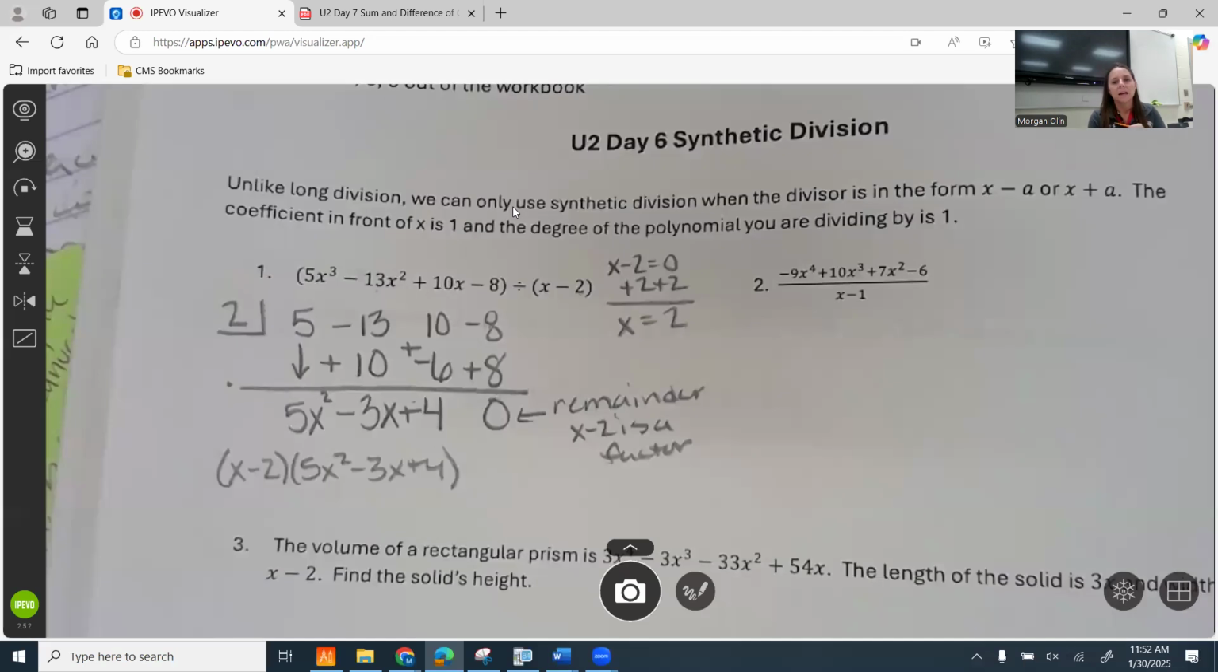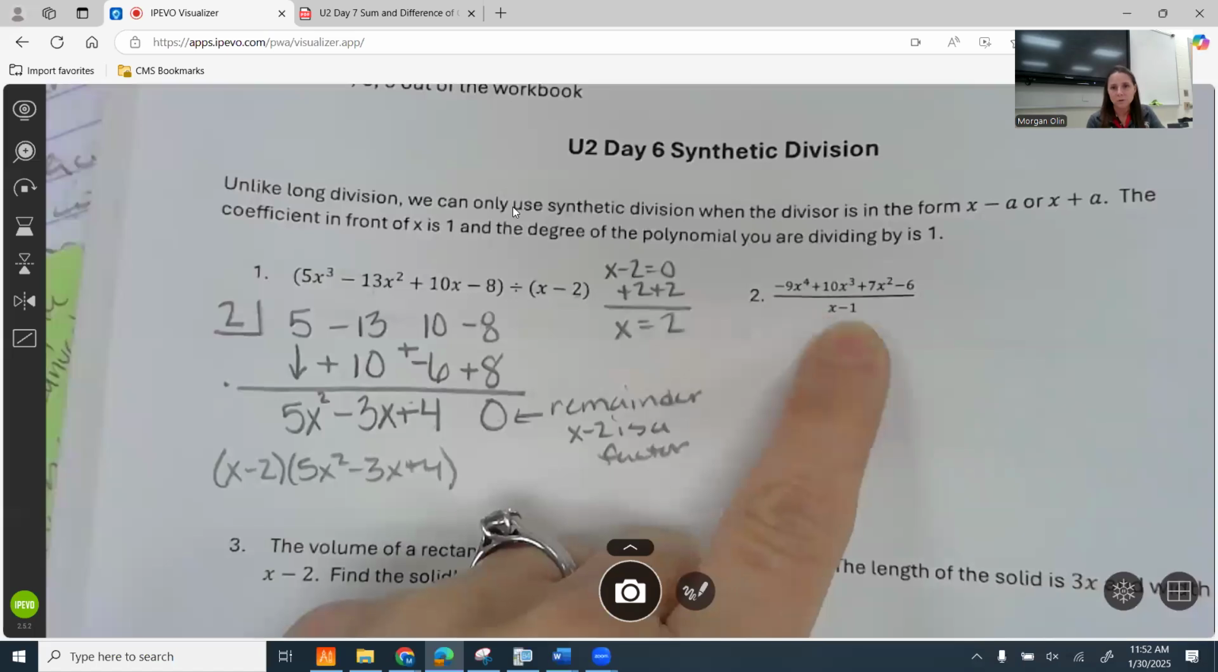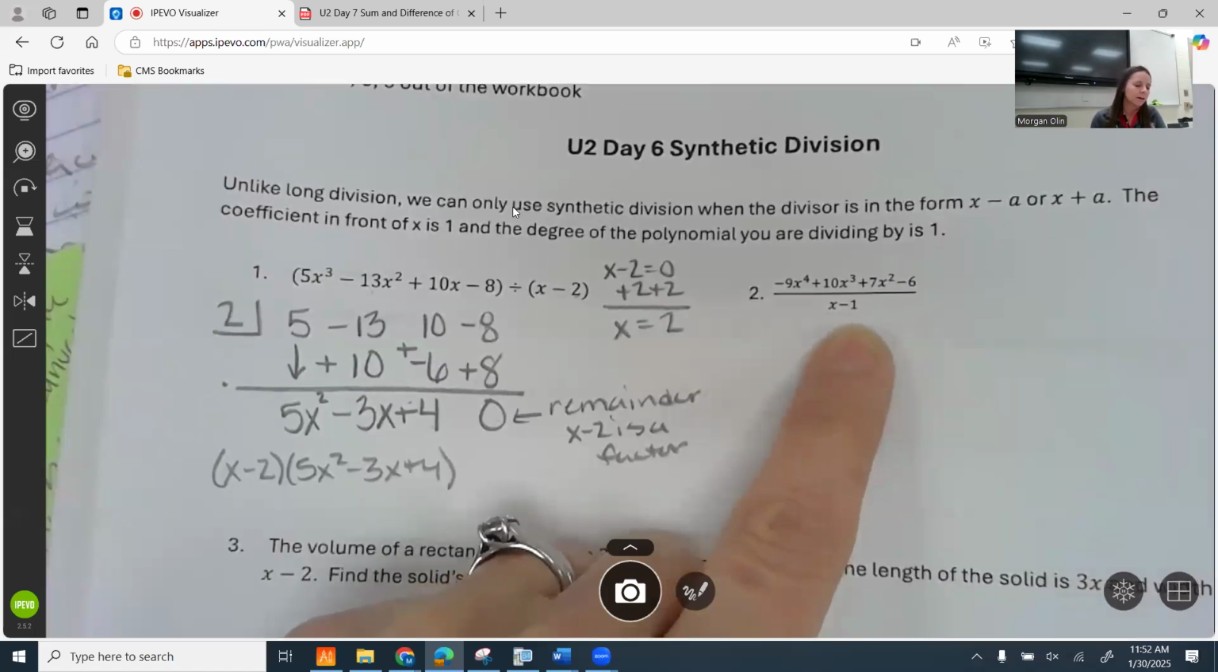All right, now let's look at this next one, number 2. Okay, so we're dividing again, and yes, I can use synthetic division. The reason is I'm dividing by something that's just x minus 1. It's either x plus something or x minus something.